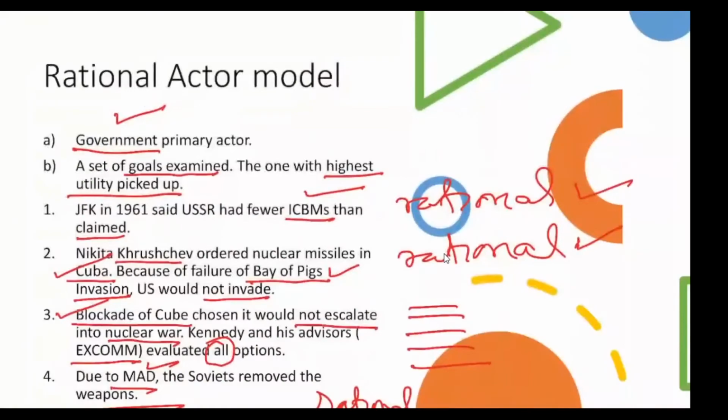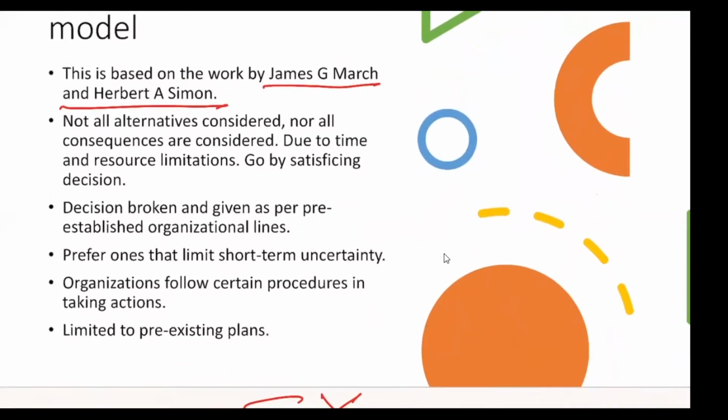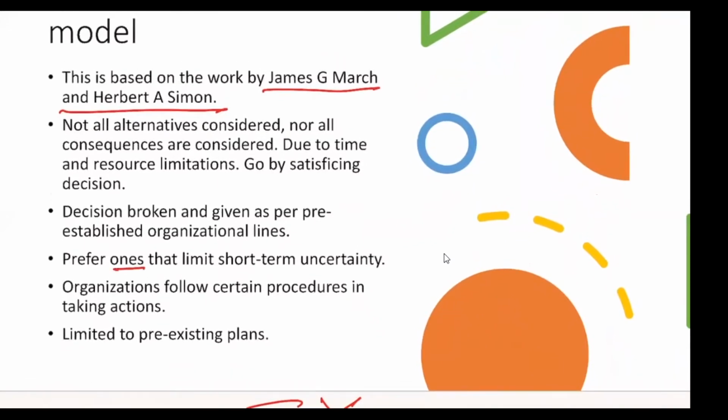And he also said that in choosing this approximately rational, satisficing decision, governments would prefer the decisions that limit short-term uncertainty. So between long-term and short-term, they are likely to go by short-term, which would reduce short-term uncertainty. And then between completely new plans and old plans, they are more likely to follow pre-existing plans.